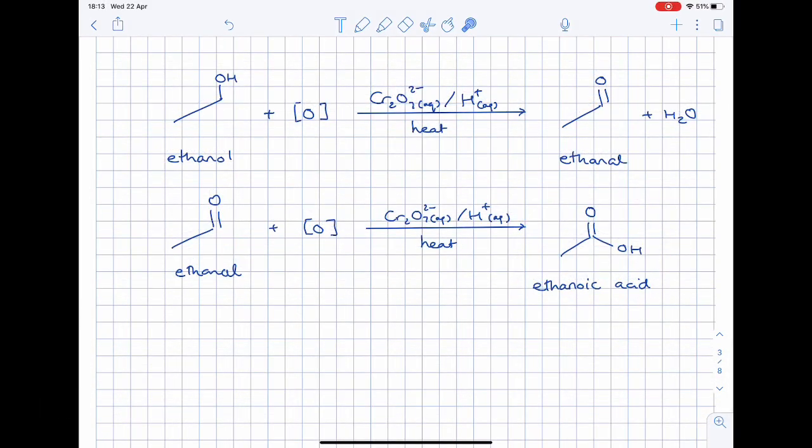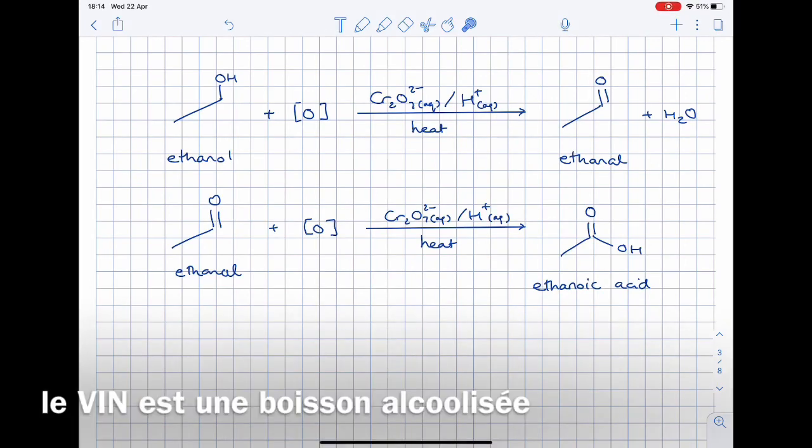Ethanoic acid is the compound in vinegar that gives it the sour taste of vinegar. And these reactions basically show the conversion of ethanol in wine to vinegar. And the word vinegar relates to the word wine. So in French, the word wine is vin.